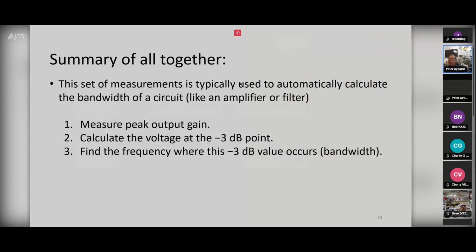So, putting it all together, this set of measurements is typically used to automate the calculation of the bandwidth of a circuit, like an amplifier or a filter. I'm just going to say filter, maybe a low pass or high pass, and we'll come back to a band pass. So one, we measure the peak output gain. We calculate the voltage at the minus 3 dB point, and then we find the frequency where this 3 dB point value occurs. And again, there's a little bit of not quite right there. I didn't pick up on it when I first put this together, but I certainly did a few days ago.